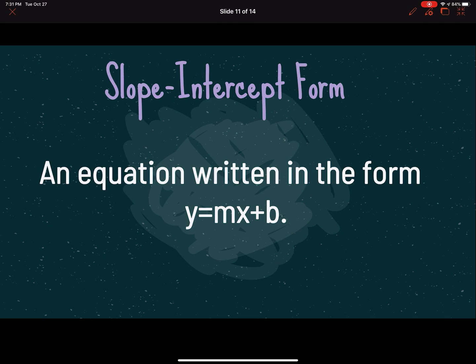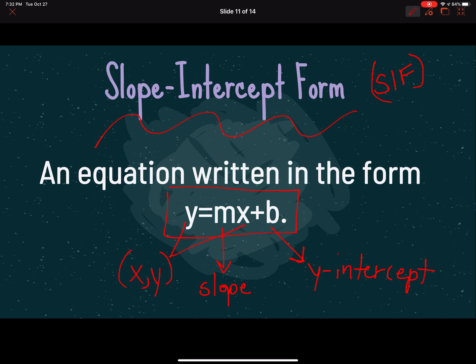Okay, definition. Slope-intercept form, also known as SIF, is an equation written in the form y equals mx plus b. Remember, m is our slope and b is our y-intercept, where we cross the y-axis. Our x and our y are just our ordered pair values.